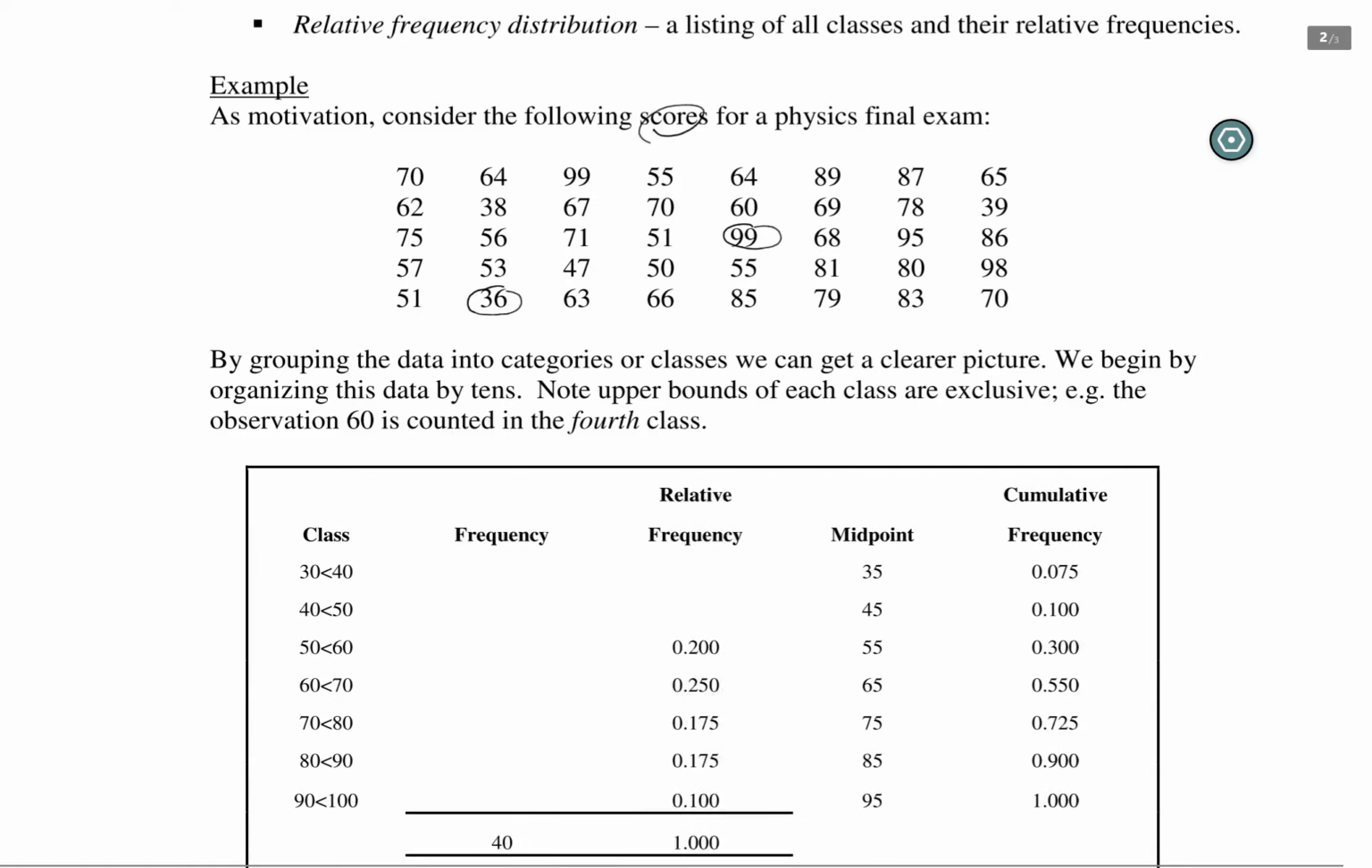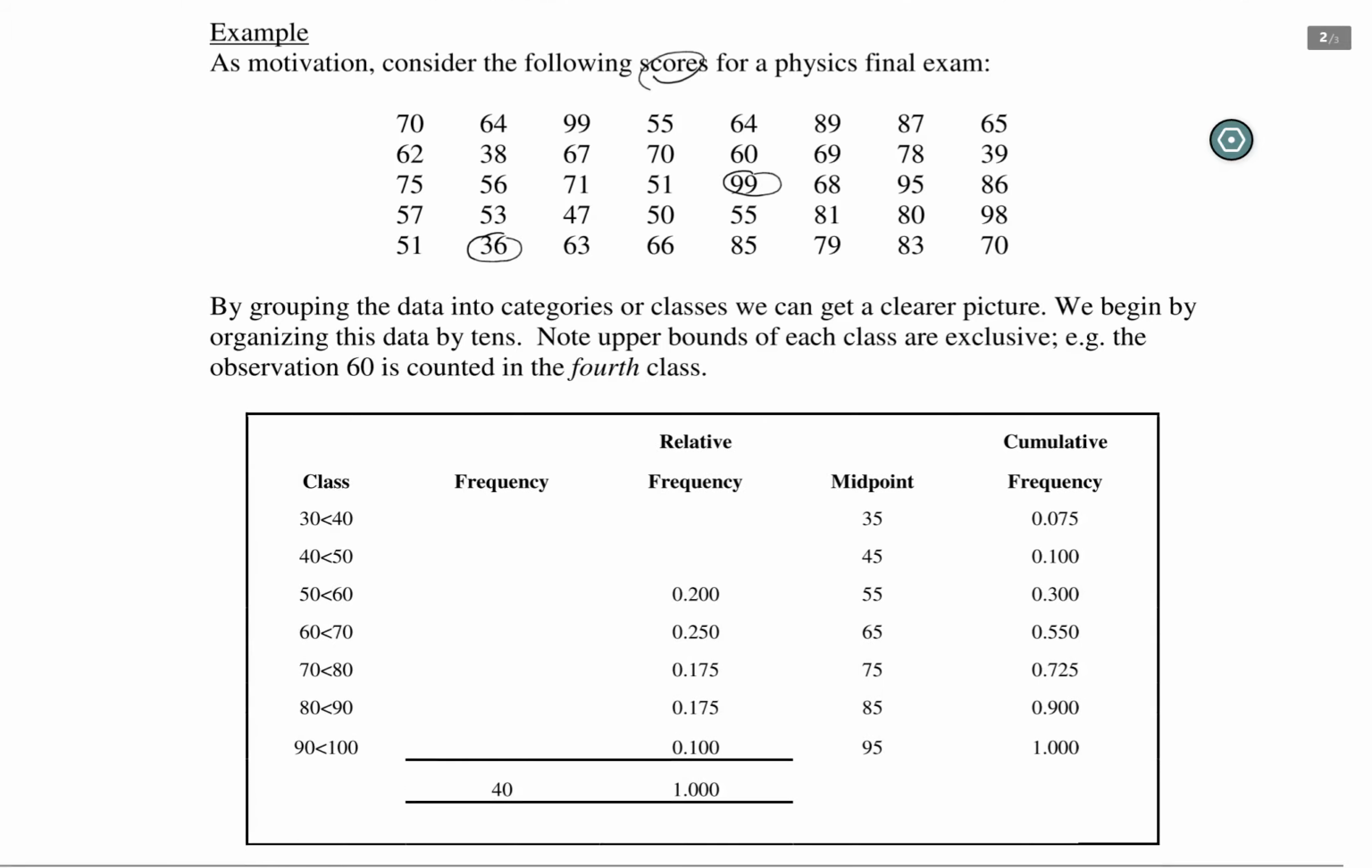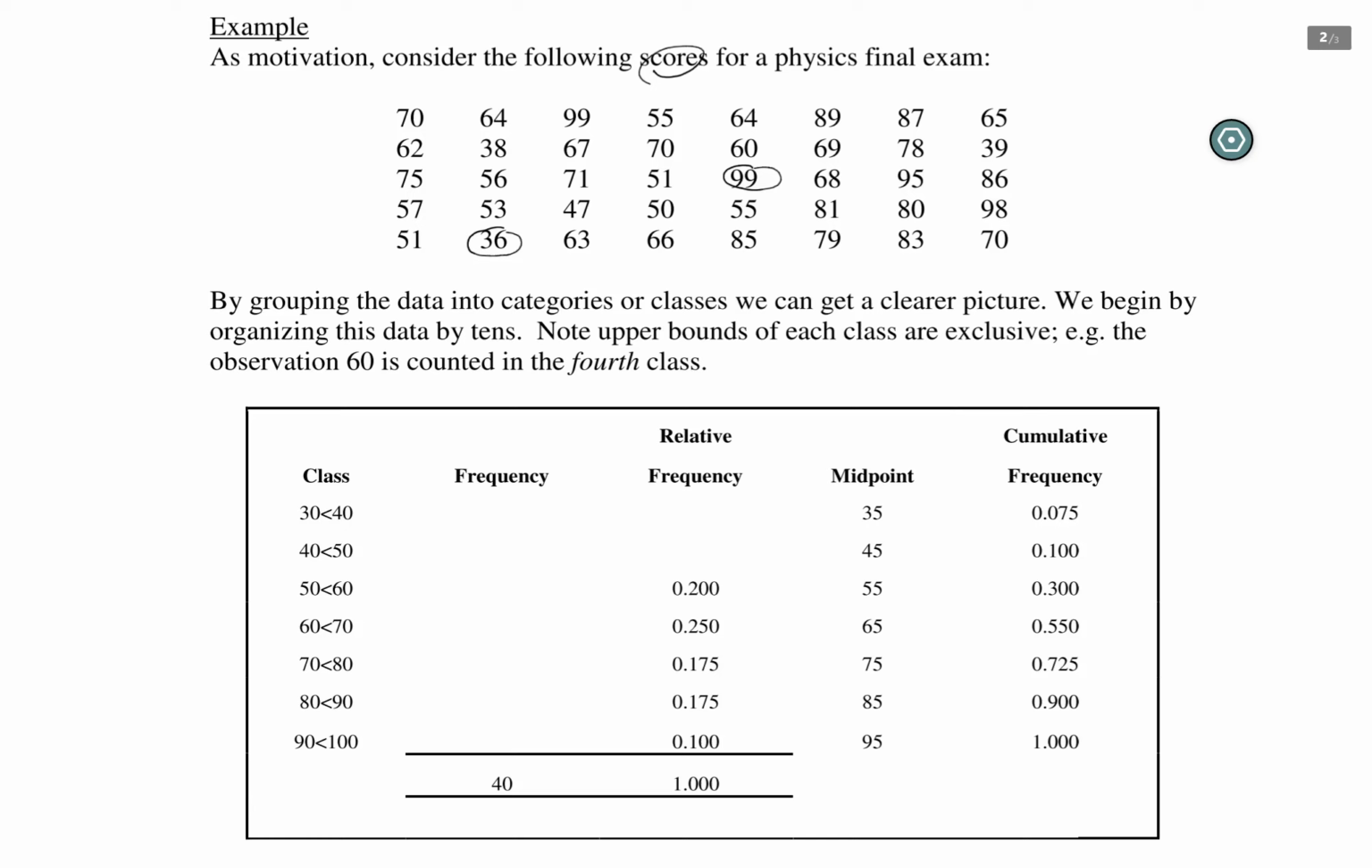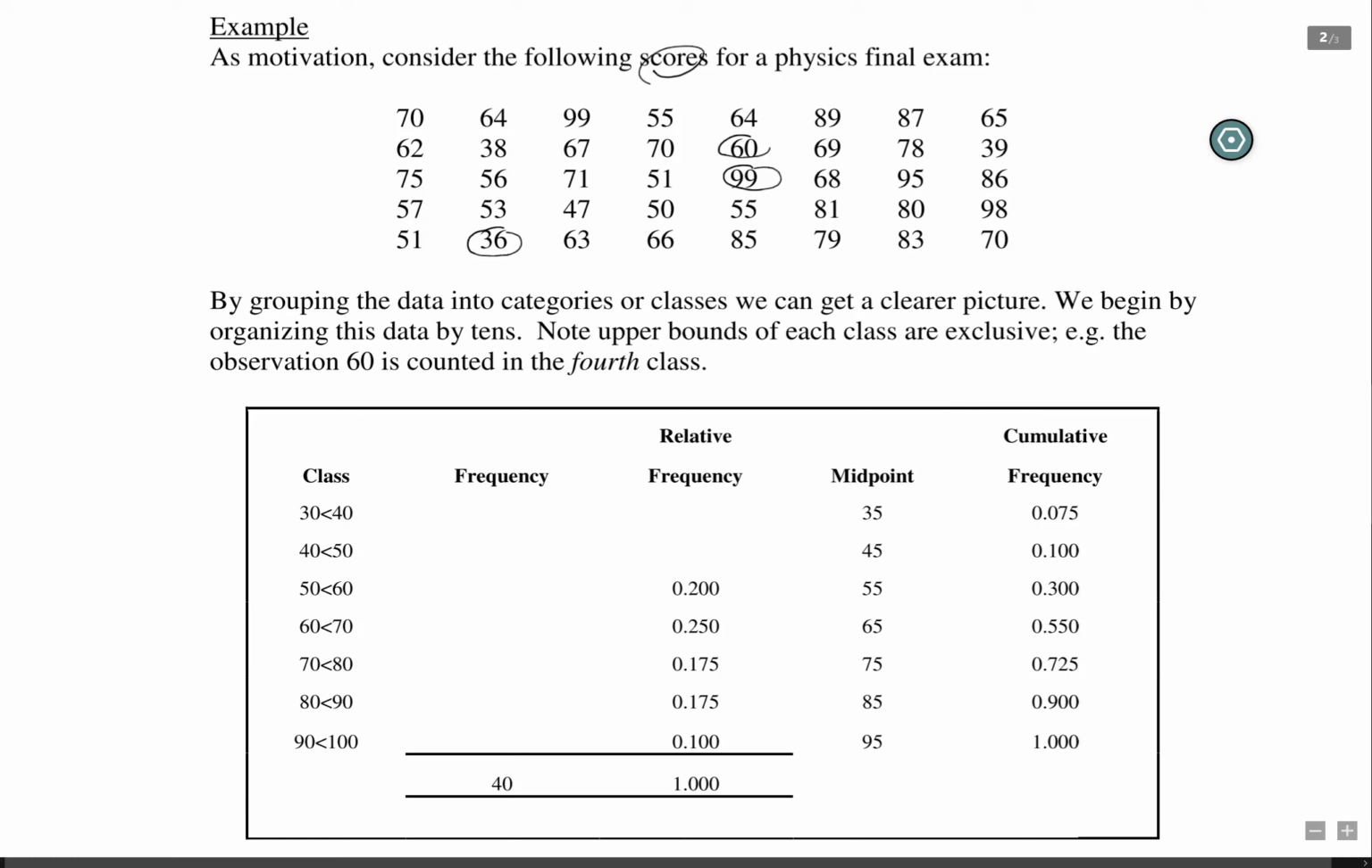Okay, so coming back to this data set, we're going to group the data into classes of size 10. Again, that makes sense given we're dealing with grades. Note that the upper bounds of the classes are exclusive. What we mean by that is the observation 60, which let's see if we can find 60 up here. Here's 60. The observation 60 would not go into this class, but it would actually go into the fourth class.